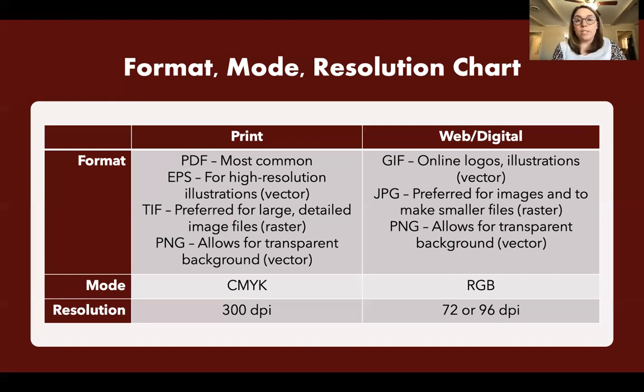For web though, we just need RGB. That's going to make our file size smaller. And for the internet, we don't need that wide variety of colors. It'll show up just as well using RGB. And then we only need a resolution for web somewhere between 72 and 96 DPI instead of the 300 that we need for print. If you want to, go ahead and take a second and write down this chart. It'll be really beneficial for you to have this in the future.